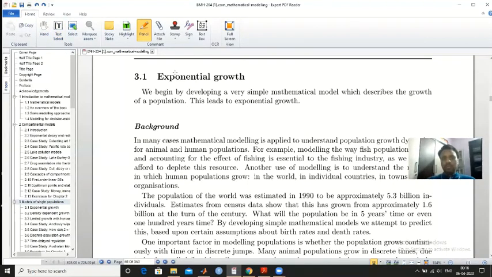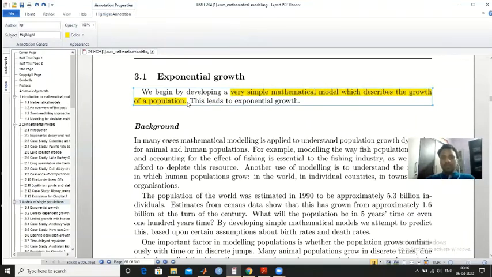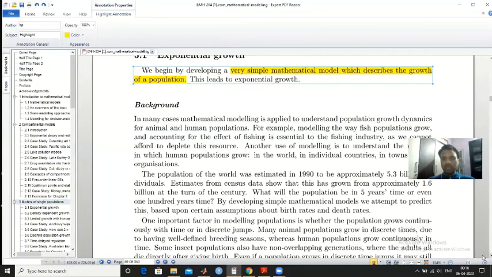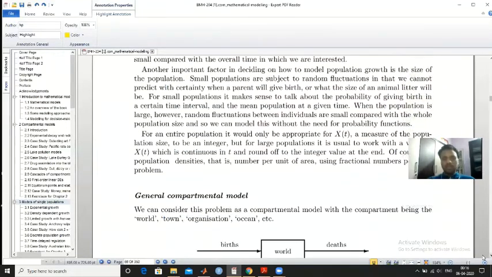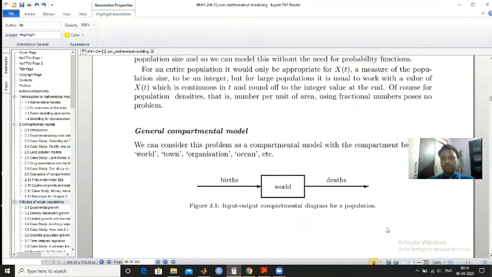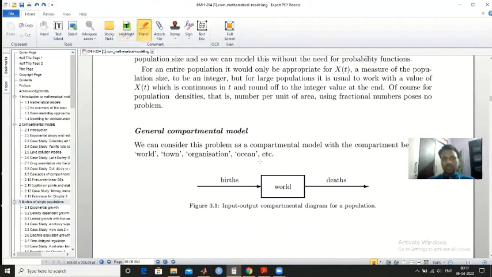So we begin by developing a very simple mathematical model which describes the growth of the population. This population may be the human population, or any vectorial population, or population of any species. So what will be the compartmental diagram for this one? This is the diagram for this model.